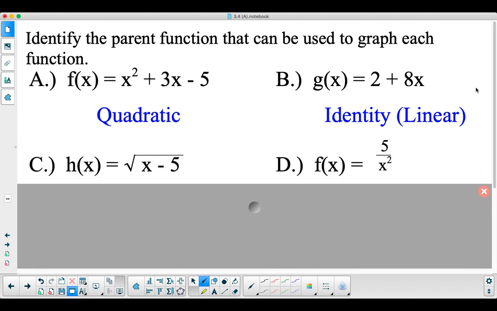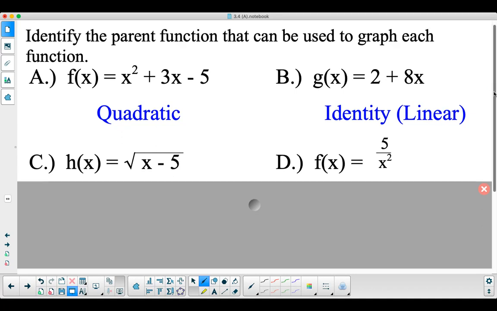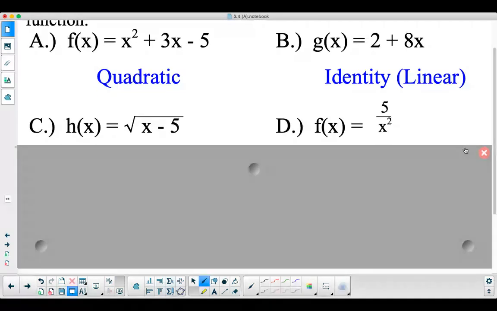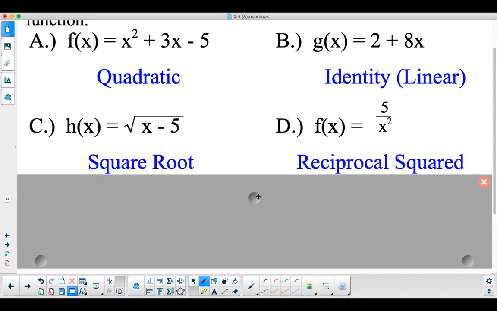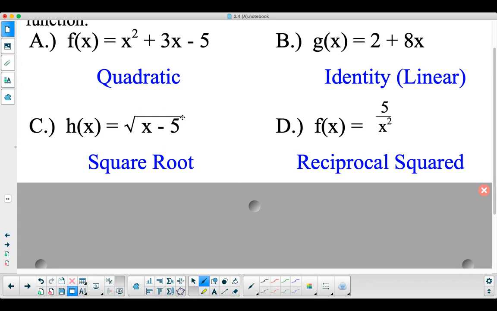Next, think about what our parent functions would be, where these transformed functions came from. And you should see that these are square root. Square root is always a pretty straightforward one. And reciprocal squared. So don't let this 5 out front fool you. You can actually rewrite that to help you out a little bit as 5 times 1 over x squared, like that. So it is the reciprocal squared function. This 5 is just the transformation of it.